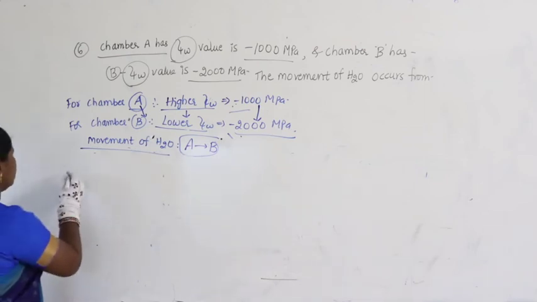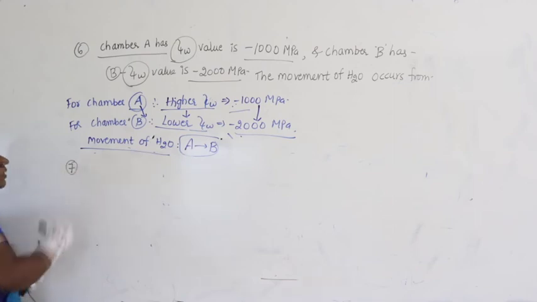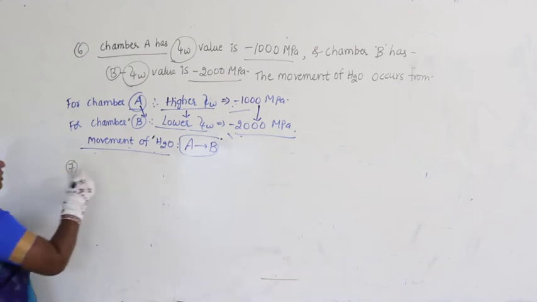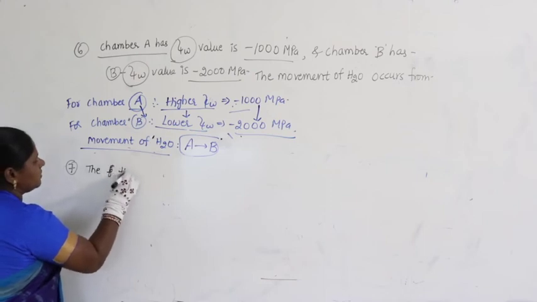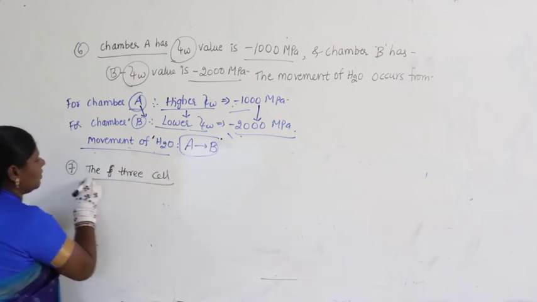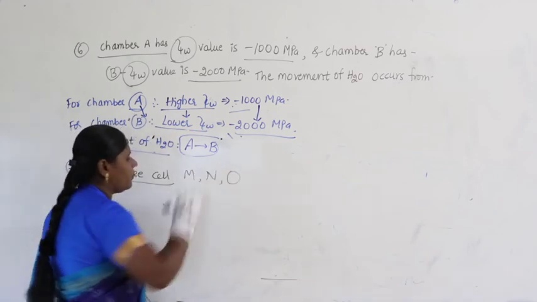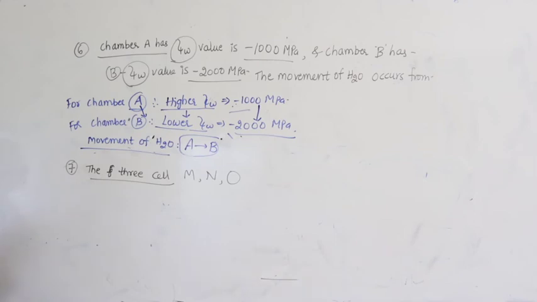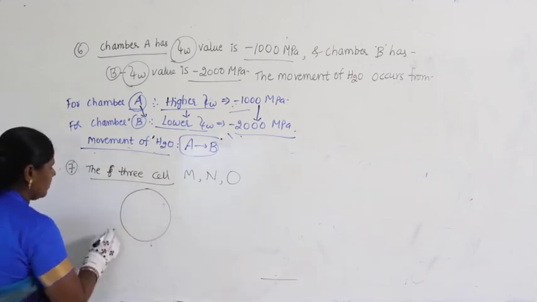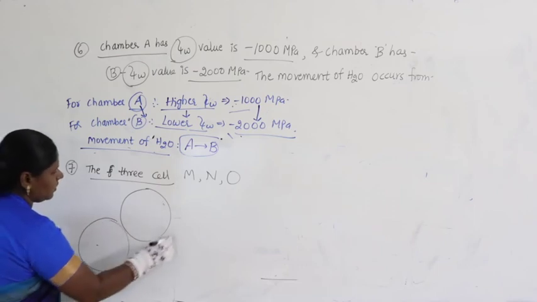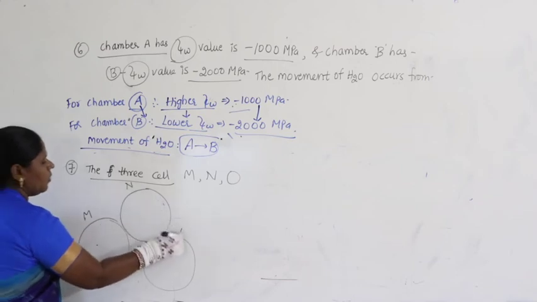Next question, let us take the next question. Now, let us take 3 cells. What are the 3 cells? These are the 3 cells, let us call them L, M and O.